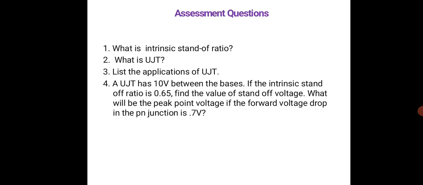These are the possible assessment questions. Define intrinsic standoff ratio. What is a UJT? What are the applications? You should be able to solve to find the standoff voltage if the intrinsic standoff ratio is known. What is VP, the peak point voltage, if the forward voltage of a particular PN junction is given?